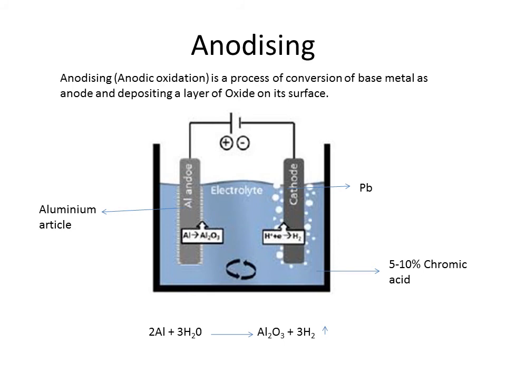So apart from this, a moderate pH is maintained and a temperature of about 30 to 35 degrees centigrade is also maintained. When the anodization process is carried out, what happens? The aluminium article which is to be anodized is converted into its oxide, that is aluminium oxide, and that aluminium oxide layer gets deposited on the surface of that aluminium article.